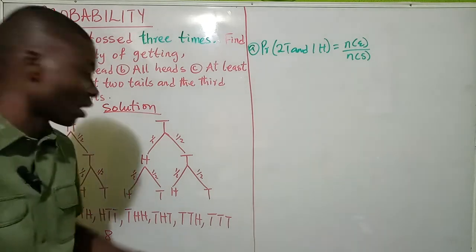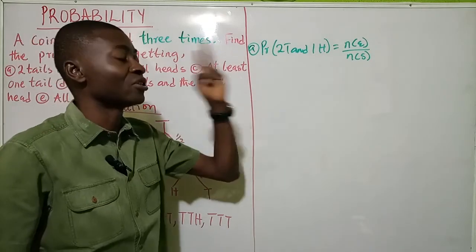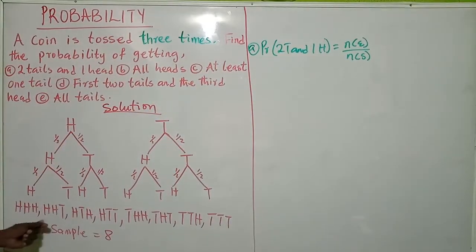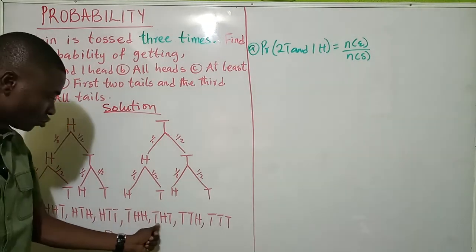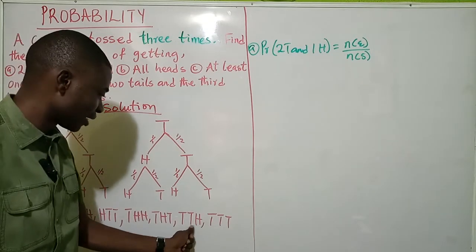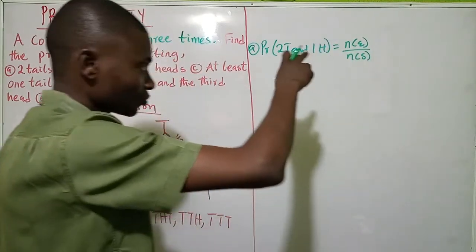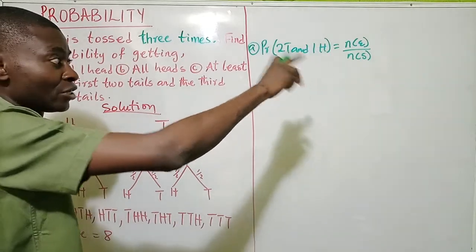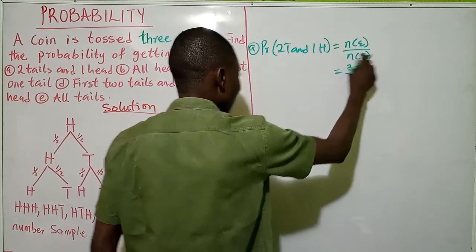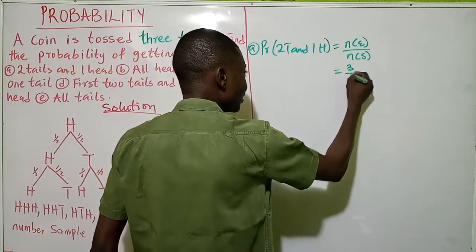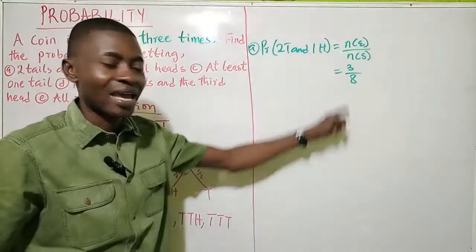Now let's go back to the question. You look at all this sample space. The question is the probability of 2 tails and a head. Now let's look at this: 2 tails and a head, 1. 2 tails and a head, 2. 2 tails and a head, 3. So the number of expected outcomes is 3, and the number of sample space, that is the total outcome, is 8. That is the answer. So the probability of 2 tails and 1 head is 3/8.